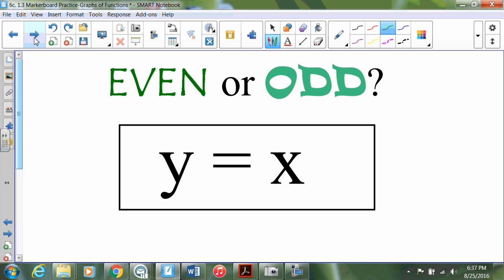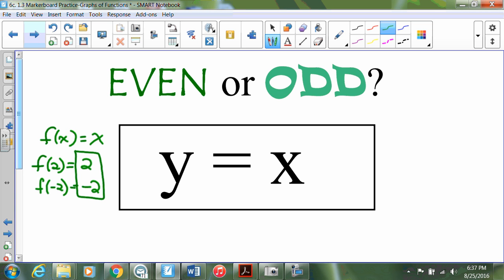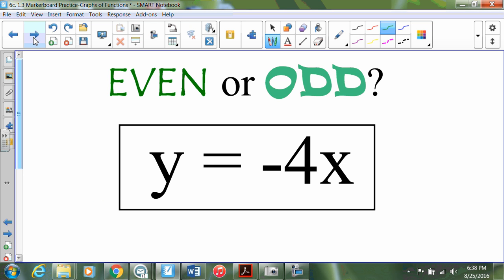Okay, y equals x. We could plug in 2, so if we had f of x equals x, which is another way to put this, and we plugged in 2, we get 2. If we plugged in -2, we'd get -2. So that is odd, I mean, it's an odd function. And it's an odd function because the answers are opposite of each other. So you put in opposite x's, you get out opposite y's, and that makes it an odd function.